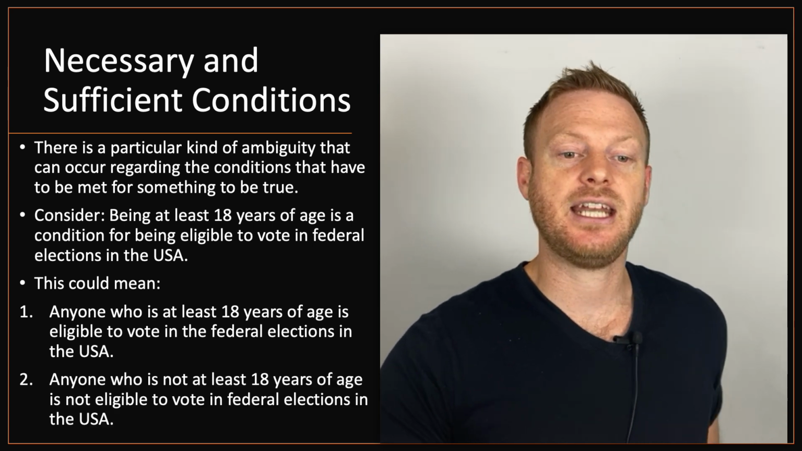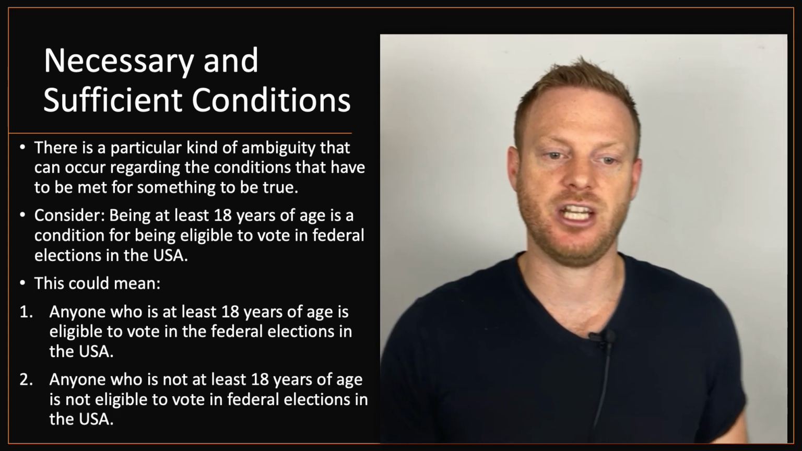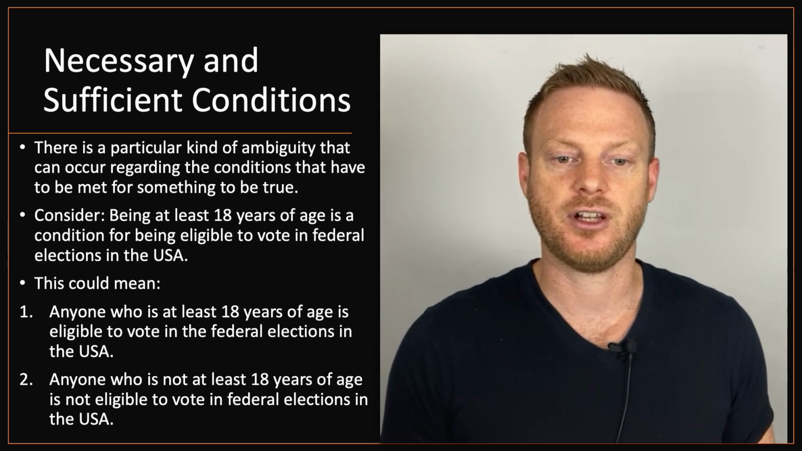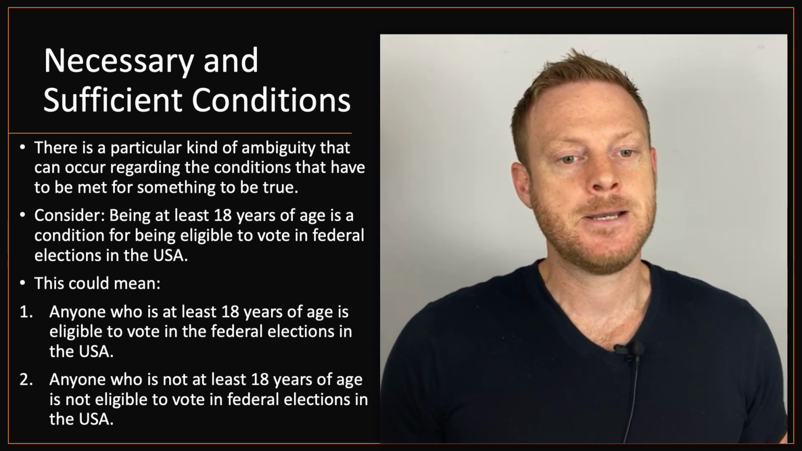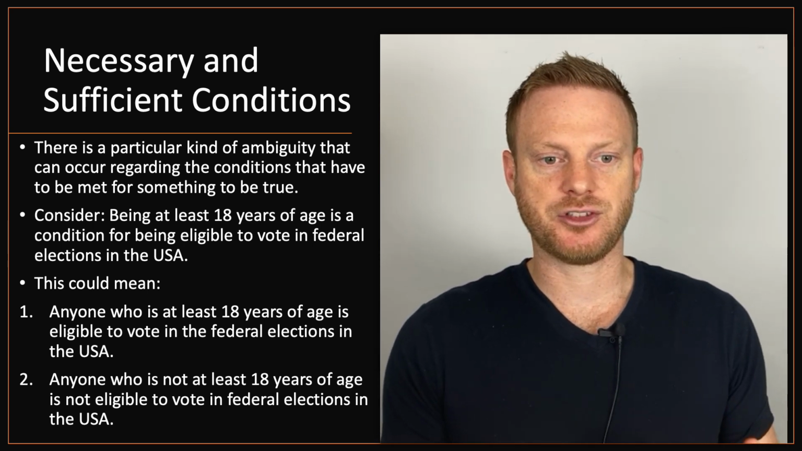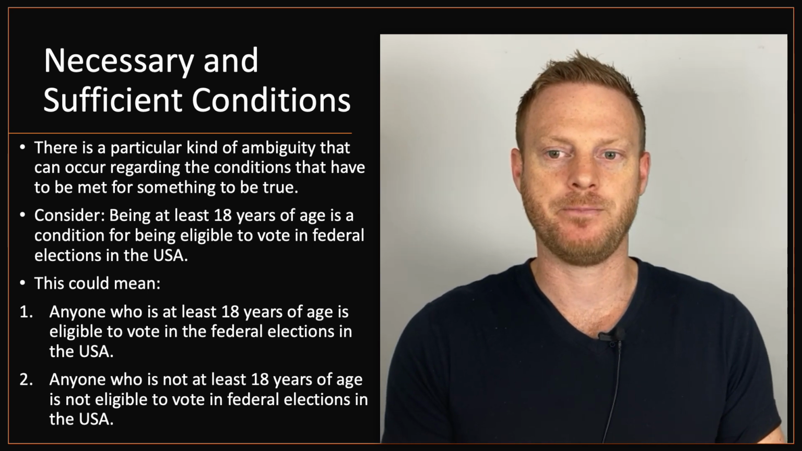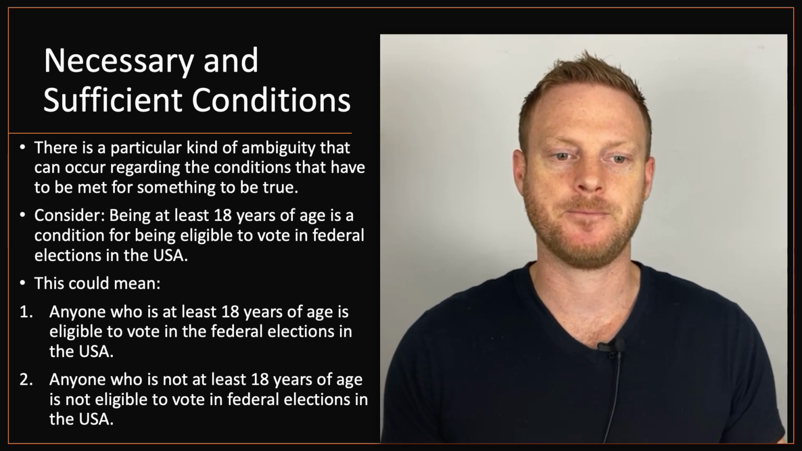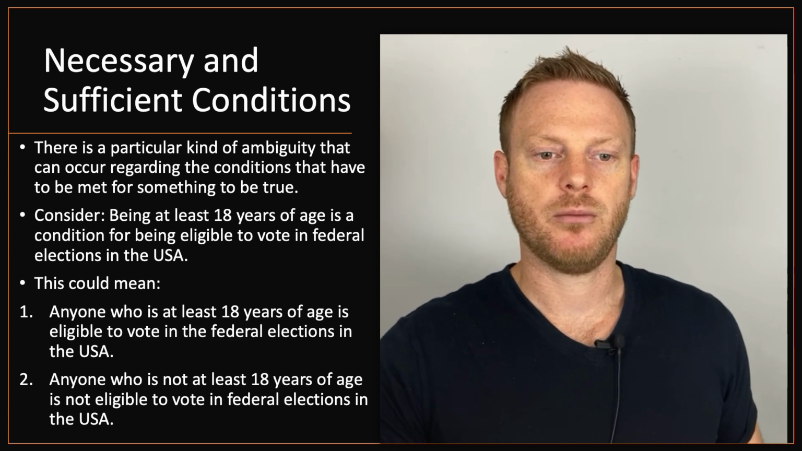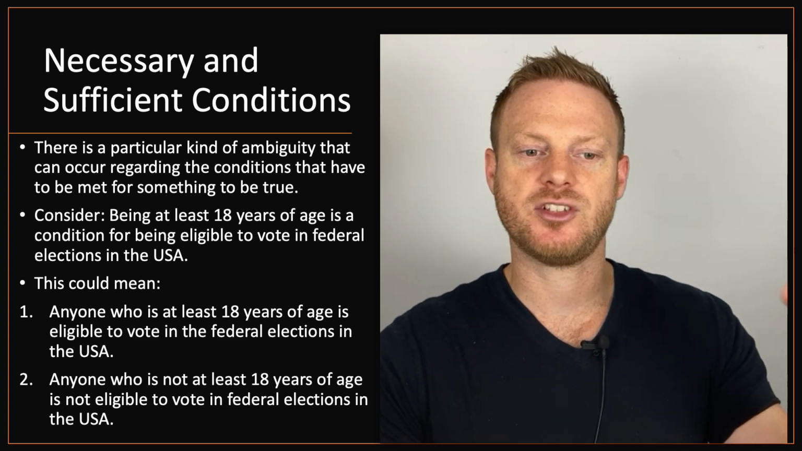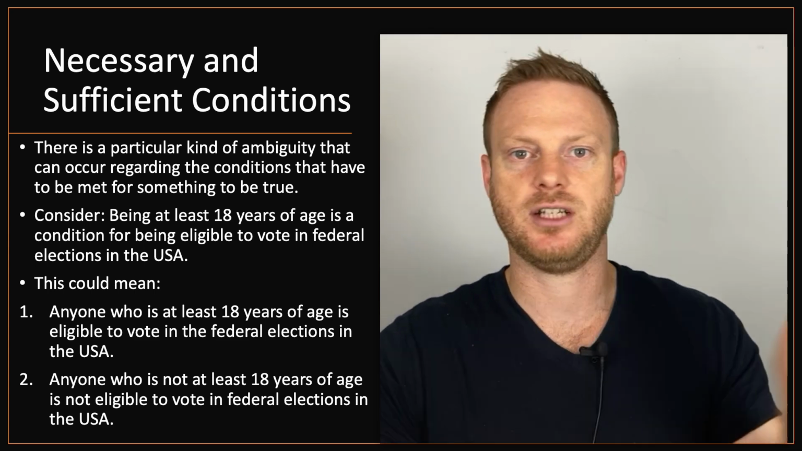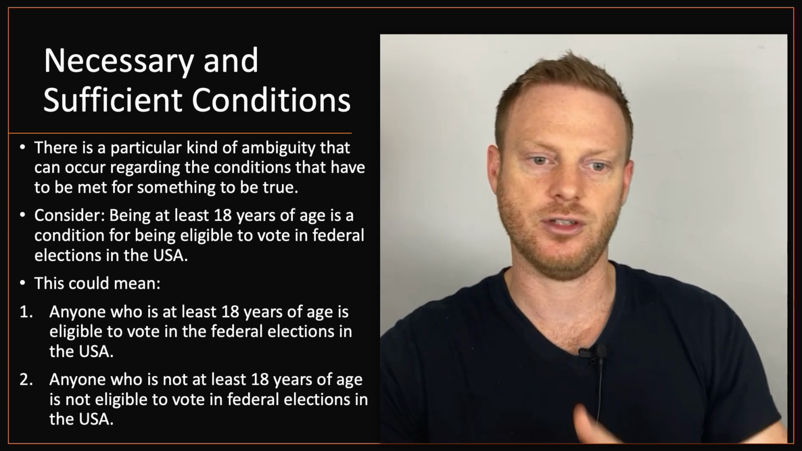Or it could mean anyone who is not at least 18 years of age is not eligible to vote in federal elections in the USA. I'm not going to explain why those are different just now, but you can see the difference there, right? But I'm going to try to make it more clear in a second. When we think about it in terms of one, we're saying anyone who's 18, they can vote. If you're 18, you're good. That's good enough to vote.